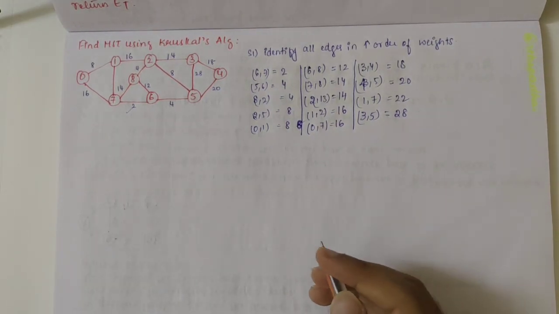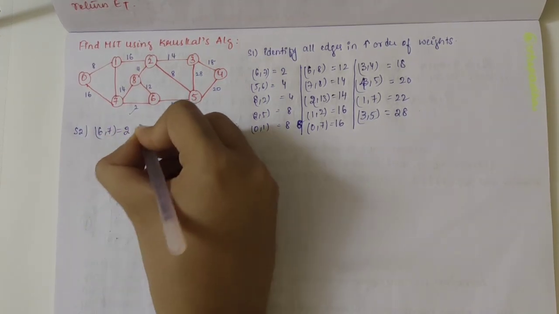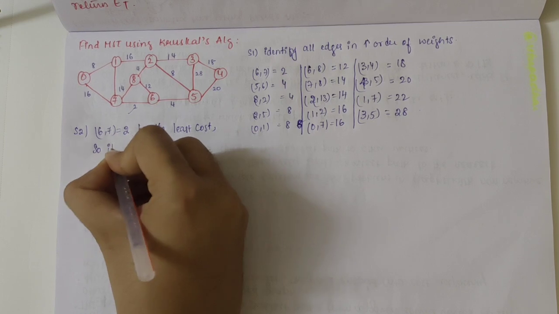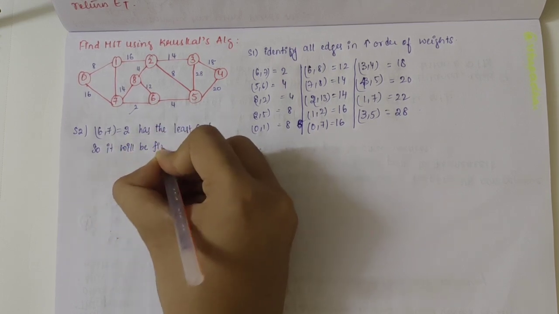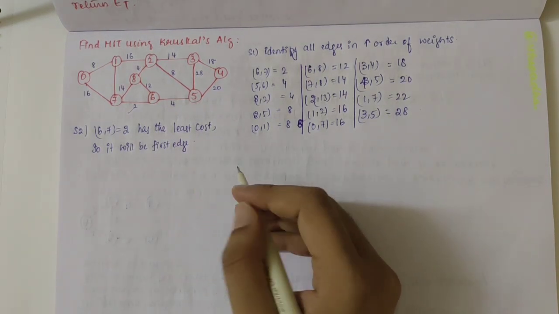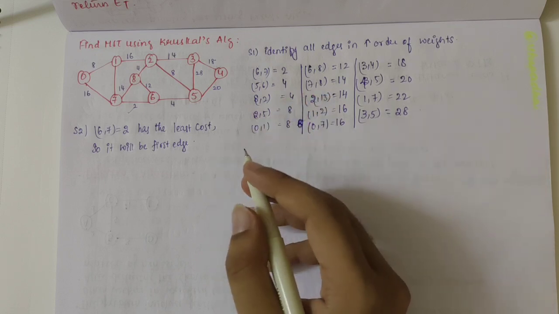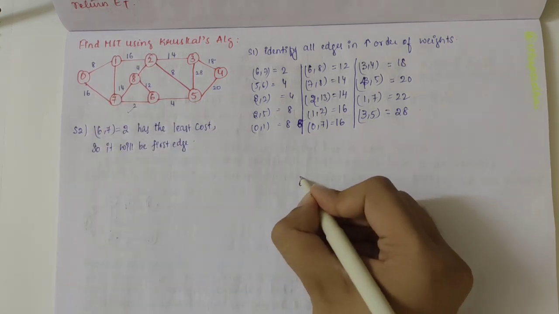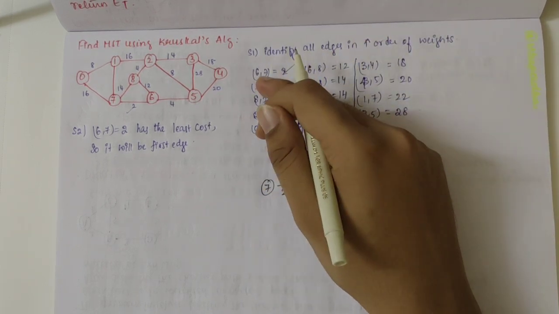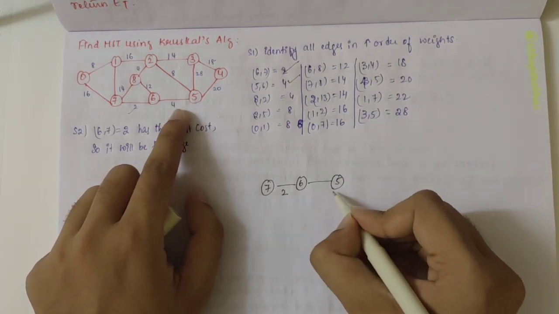That was the first step. Second step: 6, 7 is equal to 2. I am considering this as the least cost, so it will be the first edge. So let me start construction. 6, 7 has 2. I'm done with this. Next I have 5, 6, so I should consider 5, 6 also. Let me draw 5, 6. 5, 6 is 4. This is also done.